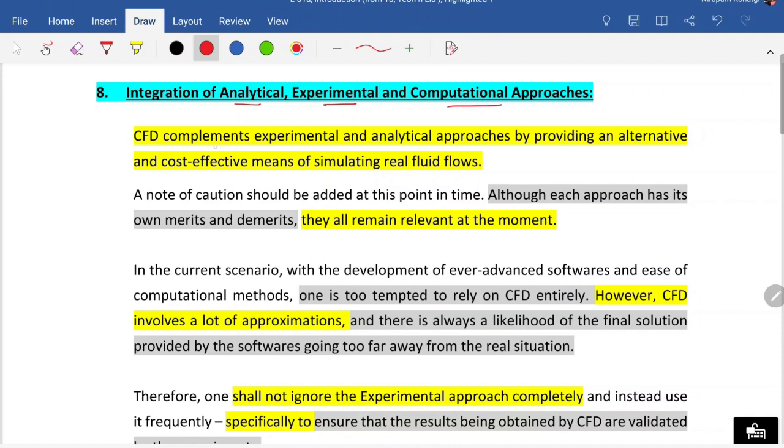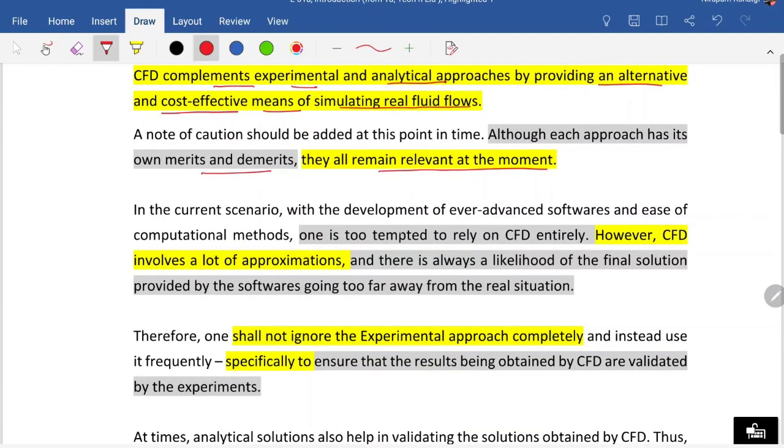So CFD complements experimental and analytical approach by providing an alternative cost-effective means of simulating the real flow. So it's an addition to that. Okay? Although each approach has its own merits and demerits, they all remain relevant at the moment. Okay? Until CFD reaches a stage where it says that I know everything, I am not making any approximation, right? Everything is supported by fundamental laws of physics, then of course, but still that day is very far off. Okay.